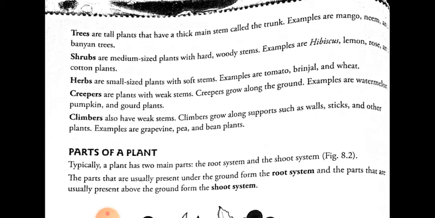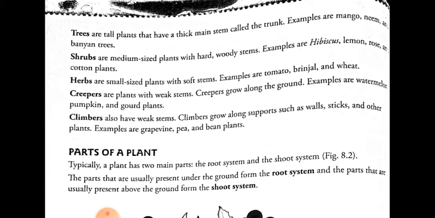Then herbs. Herbs were small sized plants with soft stems. Examples of herbs were tomato, brinjal and wheat. Creepers. Creepers were plants with weak stems that grew along the ground. Examples of creepers: watermelon and pumpkin.